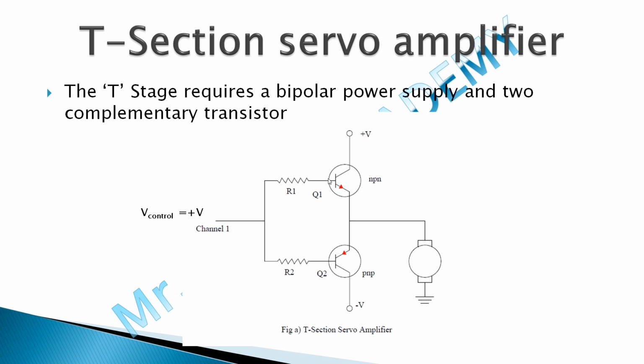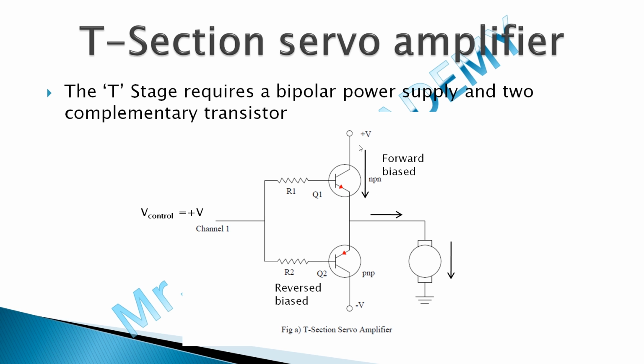Channel 1 is connected to the base of transistors Q1 and Q2 through resistors R1 and R2. Now as I'm supplying the positive voltage, the NPN will be forward biased and the PNP will be reverse biased, because of the characteristic of that transistor. As Q1 is forward biased and Q2 is reverse biased, Q1 will be on and Q2 will be off.